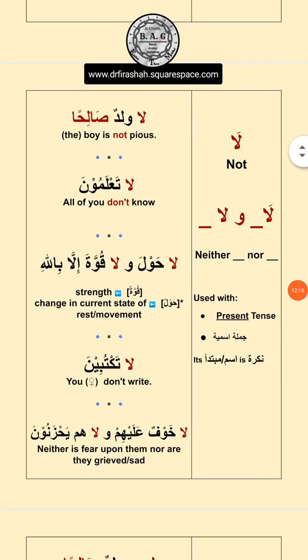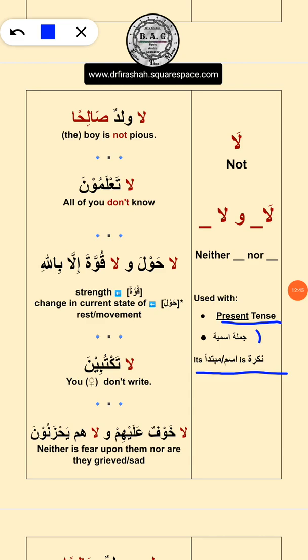Okay, next we have la. It means not. For example, la waladun salihan, the boy is not pious. Okay, now what you need to take care of, or rather remember, is that its mubtada should be nakra. Okay, so this is something that you should remember while making sentences with la. All right, la ta'lamuna. Now once again, this la is used for present tense. Okay, and of course with jumla ismiya.